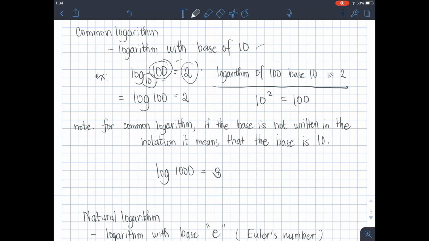Okay? Now, kapag naman, meron tayong na-encounter na walang base na nakalagay. For example, log 100 is equal to 2. Dahil common logarithm siya, automatic, i-assume natin na yung base niya, yung invisible base natin dito ay laging 10. So, kapag common logarithm, note na, if the base is not written in the notation, it means that the base is 10. Okay? Same as dito. Logarithm of 1,000 is 3. Kasi nga, base natin dito ay 10. So, kung susulat natin ito in exponential form, we have 10 to the third is equal to 1,000. Okay, so yun yung common logarithm.